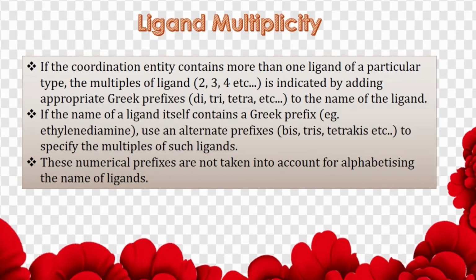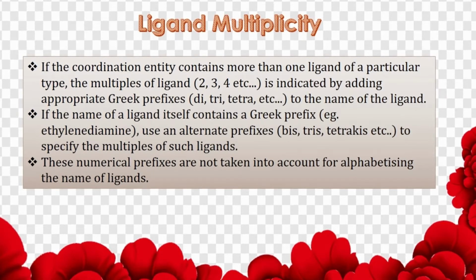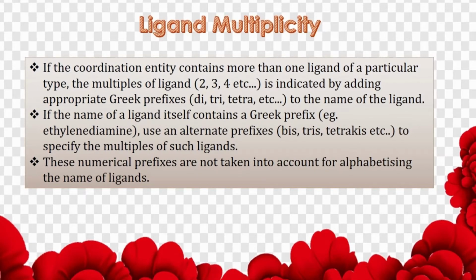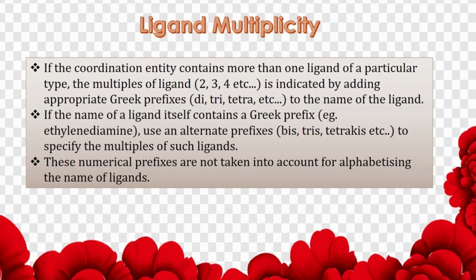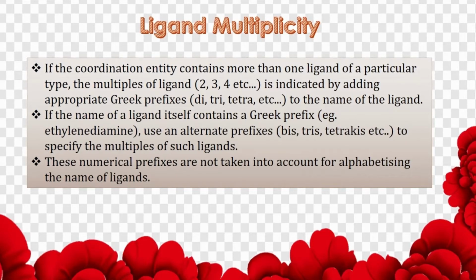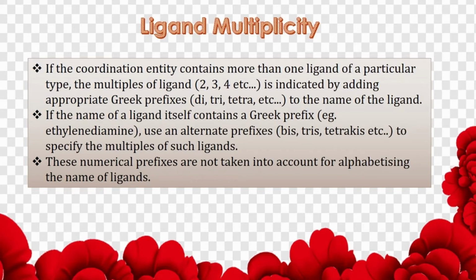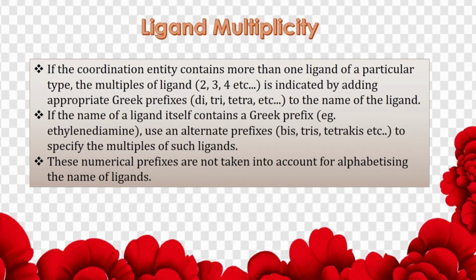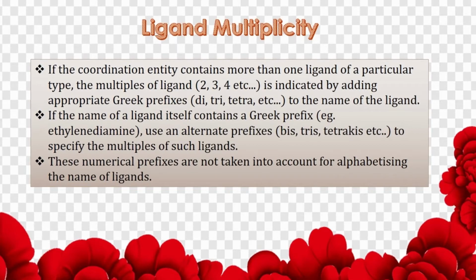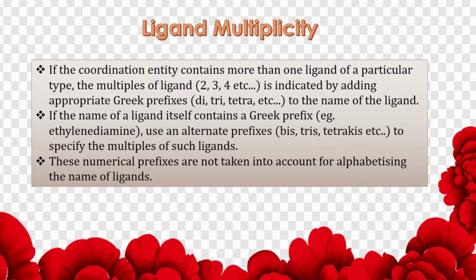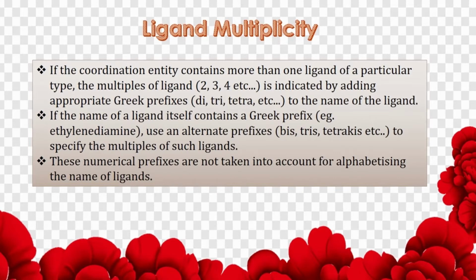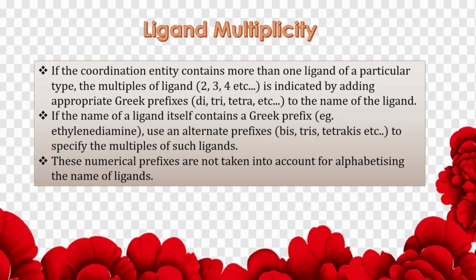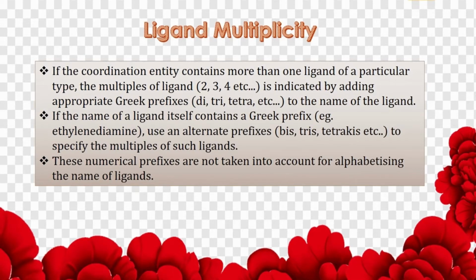The second thing is that if the name of the ligand itself contains a Greek prefix like di, tri, etc. For example, in the ethylenediamine ligand, the name itself has the Greek prefix di. Then, for such ligands, we indicate the number of times the ligand is present in the complex using alternate prefixes such as bis, tris, tetrakis, etc. The numerical prefixes are not considered while alphabetizing the names of the ligands.